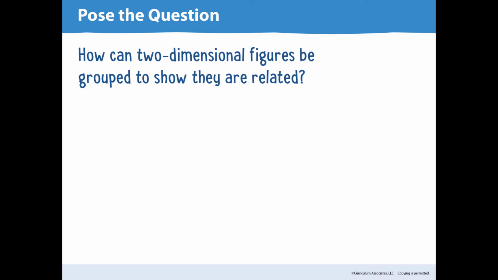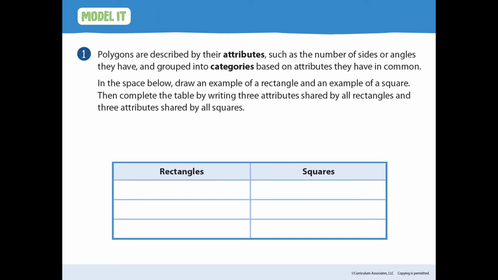So today we're asking, how can two-dimensional figures be grouped to show they are related? All right, let's go into that a little bit further. Number 1, polygons are described by their attributes, such as the number of sides or angles they have, and grouped into categories based on attributes they have in common. In the space below, draw an example of a rectangle and an example of a square. Then complete the table by writing 3 attributes shared by all rectangles and 3 attributes shared by all squares.